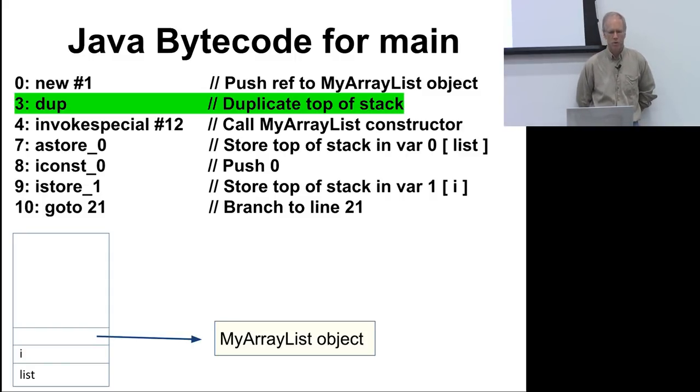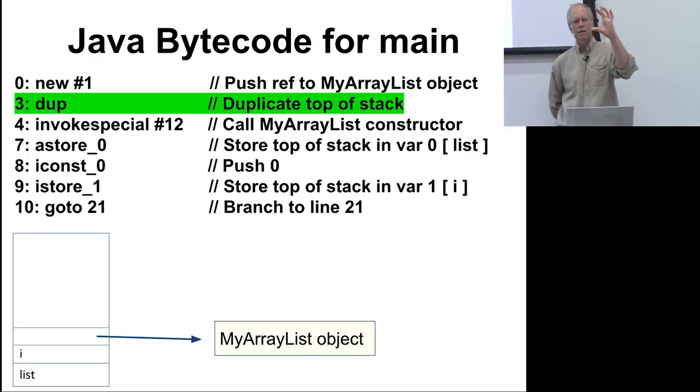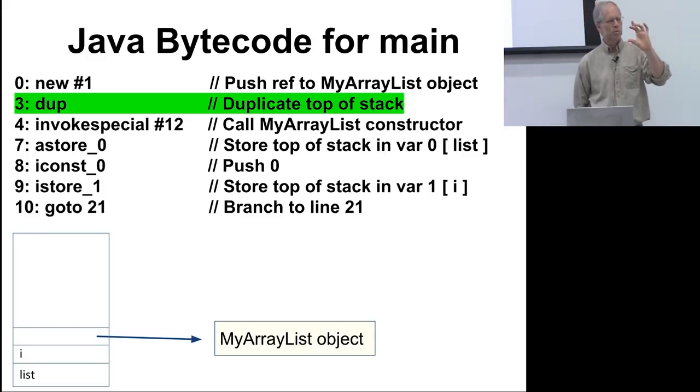So now there are 3 things on the stack. A place to store a list, a place to store I, and at the top of the stack is the myArrayList object. So we see that the stack contains places to store the local variables, but it also has temporary space above that, which is used to store temporary values. Okay, so it got created.